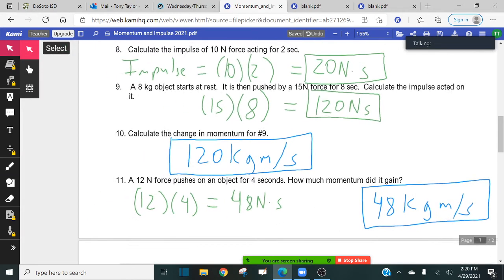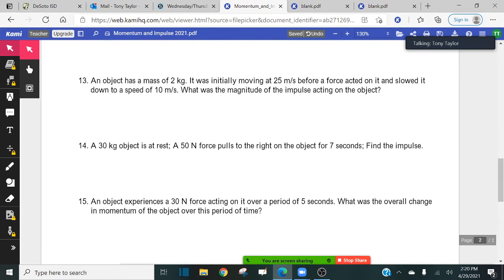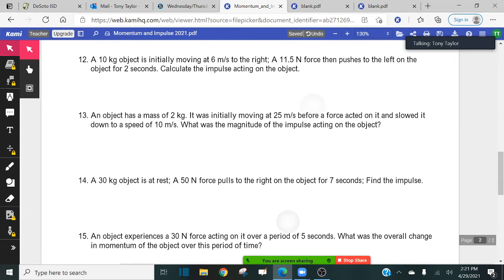Okay. All right, guys, let us do these last few problems on the back, and then we're going to call it a day. Number 12 says a 10-kilogram object is initially moving at 6 meters per second to the right. An 11.5 Newton force then pushes to the left on the object for 2 seconds. Calculate the impulse acting on the object.